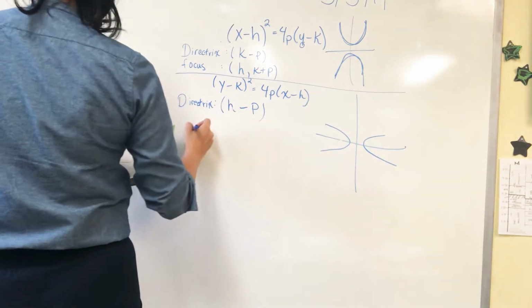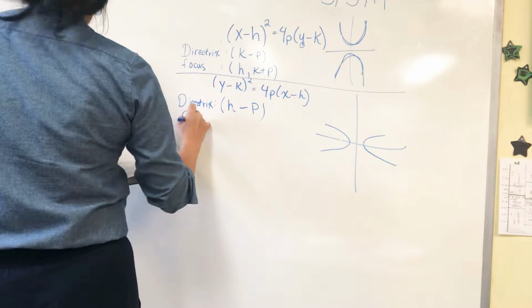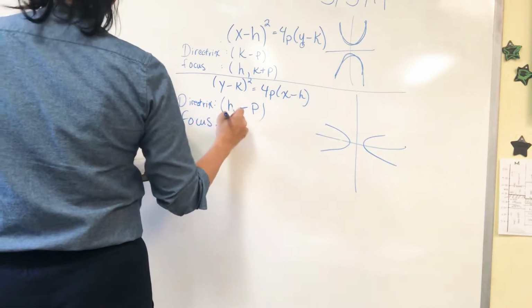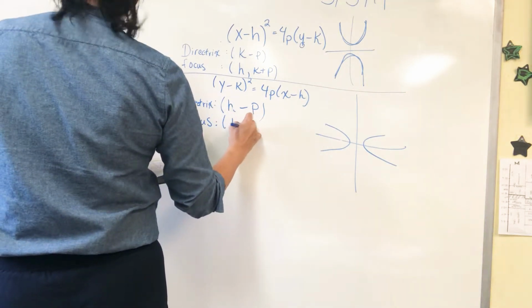I'll give you a hint. It's either A or B. It's either A or B. A.